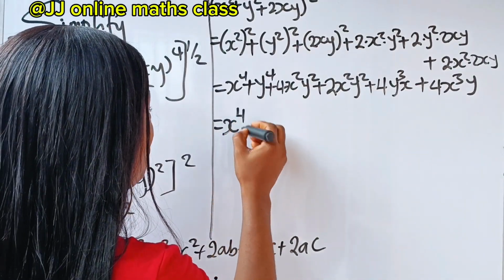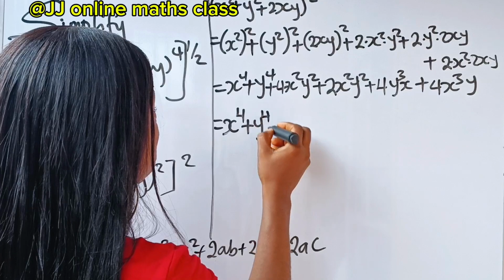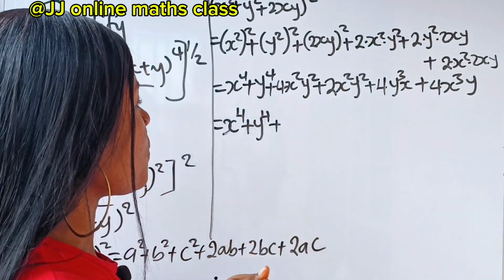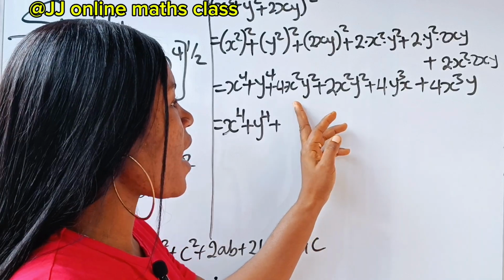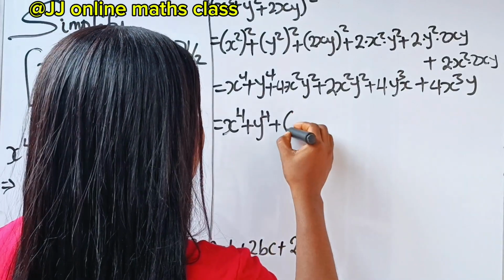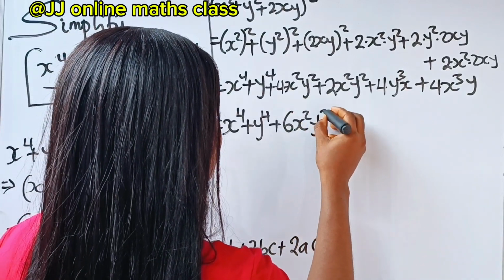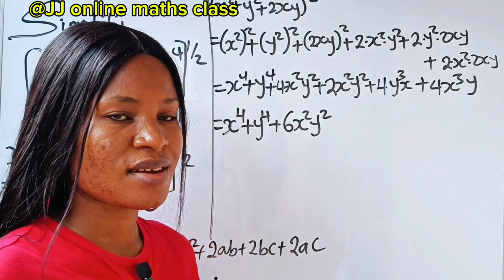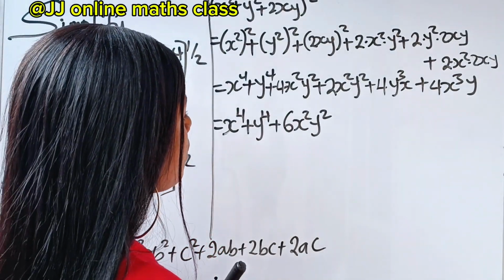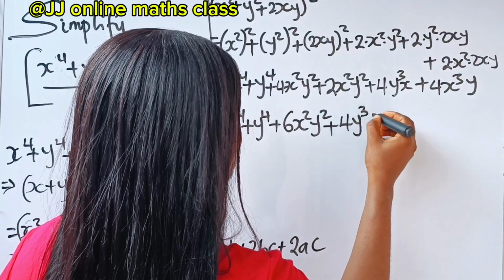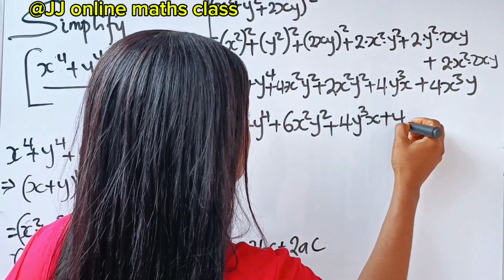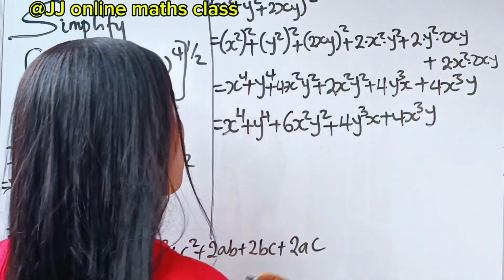This is x to the power of 4 plus y to the power of 4, plus we have this plus this. Since they are the same, they are like terms, right? So if we add them together, we are going to have 6x squared y squared. Okay, all right, now plus 4y to the power of 3 x plus 4x to the power of 3 y.